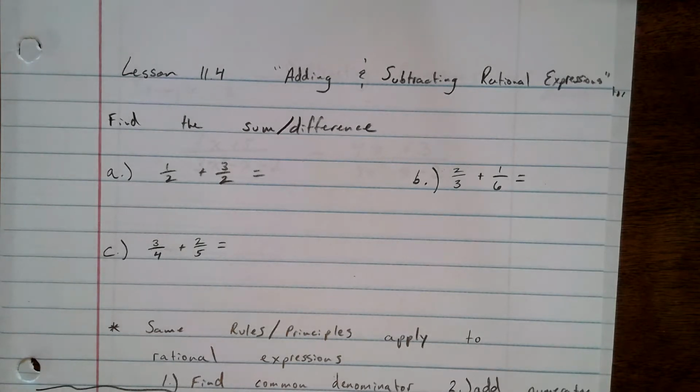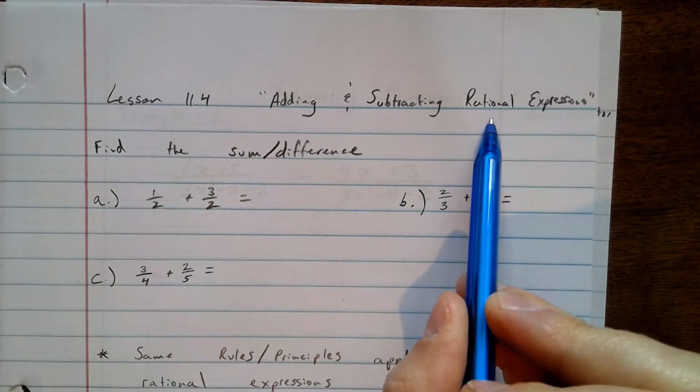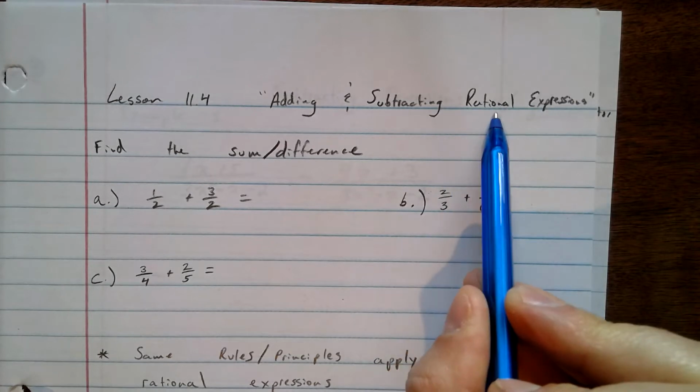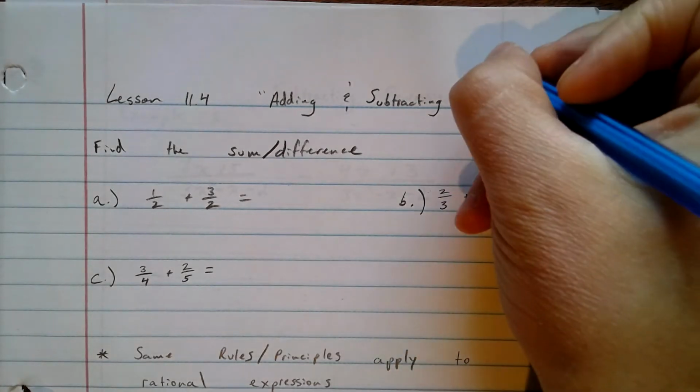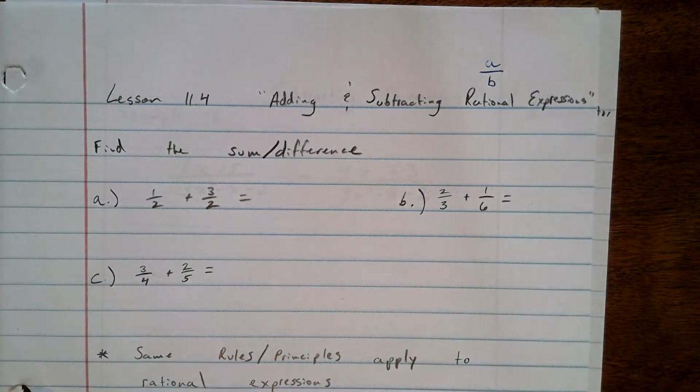Today we're continuing on in chapter 11 and really just honing in a little bit on our skills with fractions, which I know eighth graders like just naturally. So the title of the lesson is adding and subtracting rational expressions. In order to do this, we really have to hone in on this word rational and what rational actually means in the math world. Rational really just means it can be written as a fraction. That's the definition of rational.